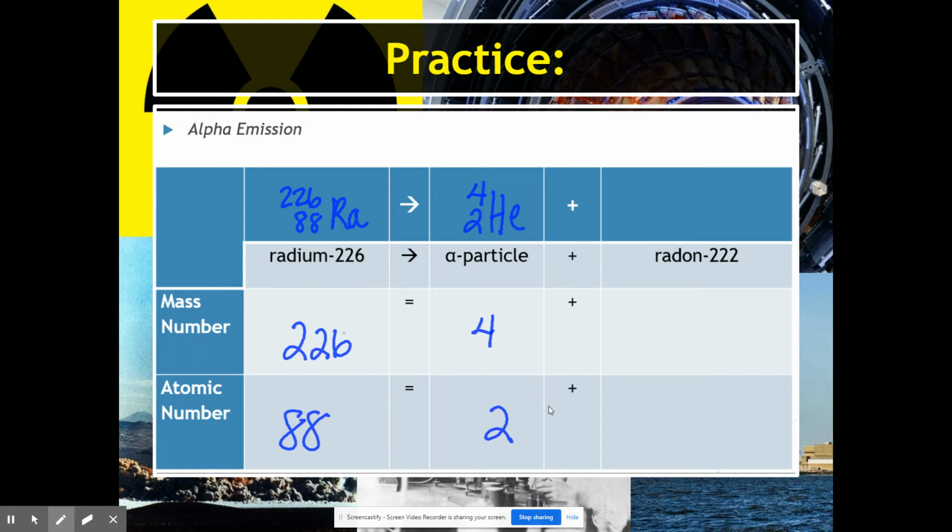So we're going to start with a mass number of 226, subtract 4. Our new product has a mass number of 222. If we start with an atomic number of 88, we're giving off 2 of our protons. So our new element has an atomic number of 86. So for radon, we have a mass of 222, an atomic number of 86, and the element symbol is Rn.